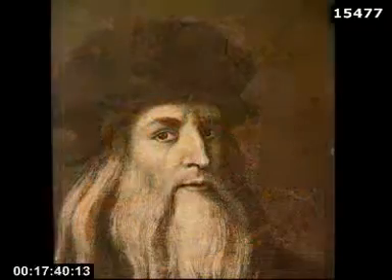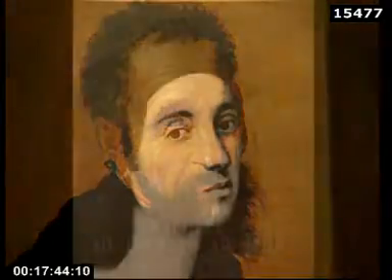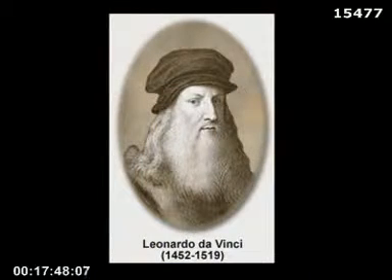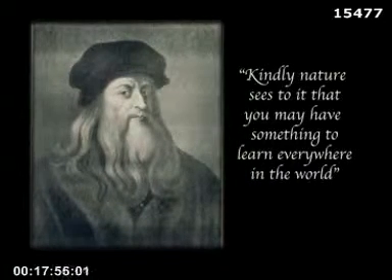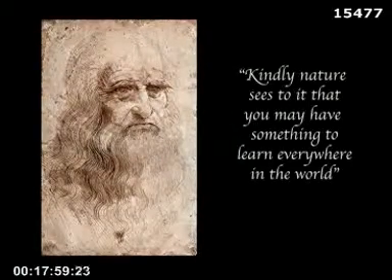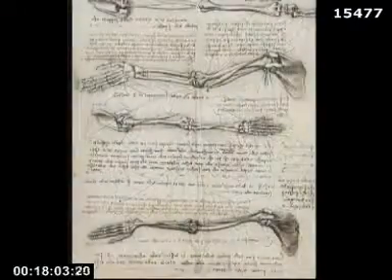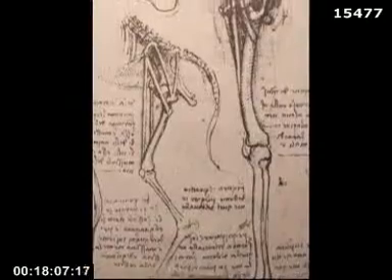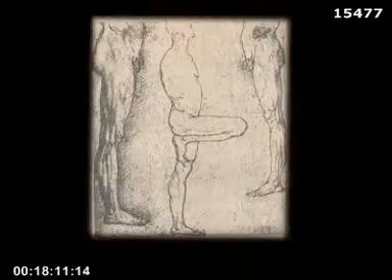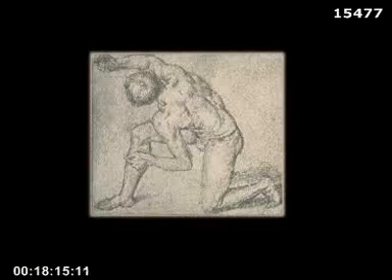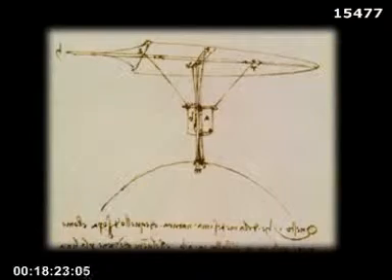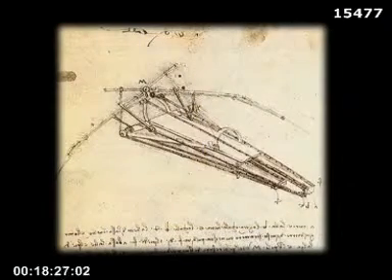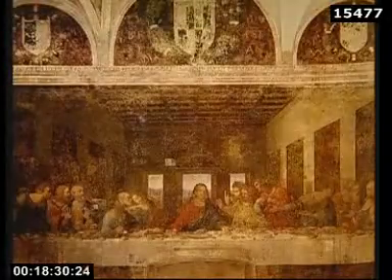High Renaissance art revolved around three towering figures: Leonardo da Vinci, Michelangelo, and Raphael. Leonardo da Vinci, the oldest in the trio, believed that kindly nature sees to it that you may have something to learn everywhere in the world. The ultimate Renaissance man, for Leonardo no branch of study was foreign. He was the first to discover that blood circulates throughout the body. He also designed the first flying machine. Leonardo's diverse interests left him little time to paint. His fame rests on a handful of masterpieces.